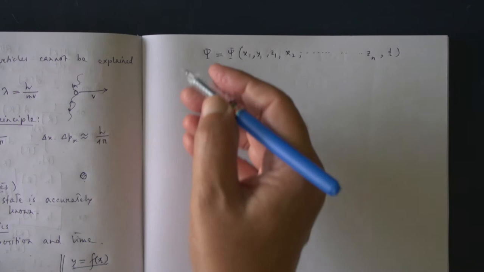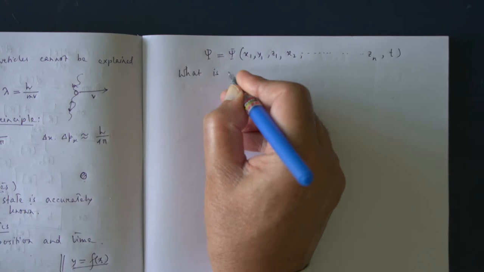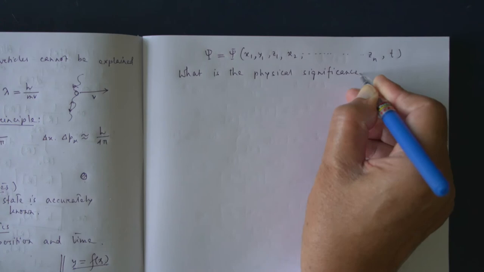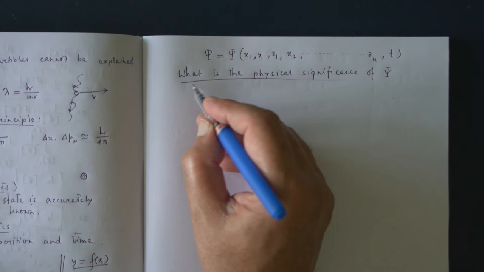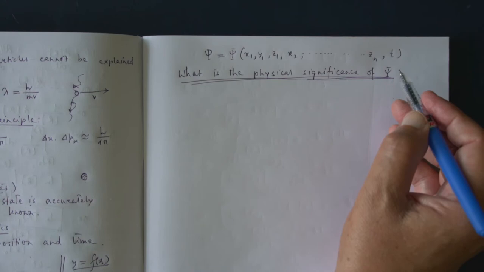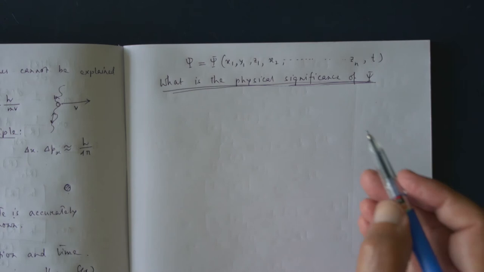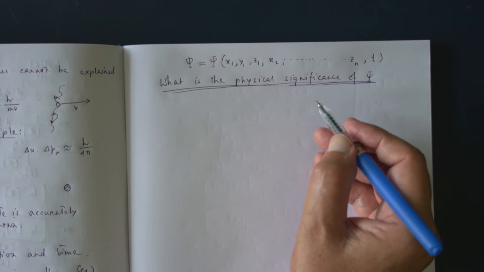Now the equation was given. Now what is the meaning of psi? What is the physical significance of psi? No doubt psi is called the state function, or simply it is called the state. So we discussed this earlier, still I just remind you.